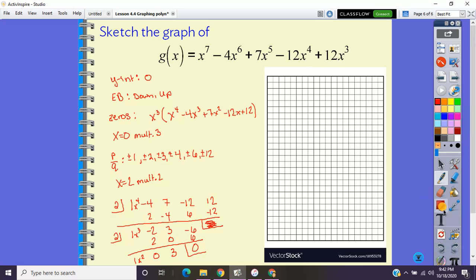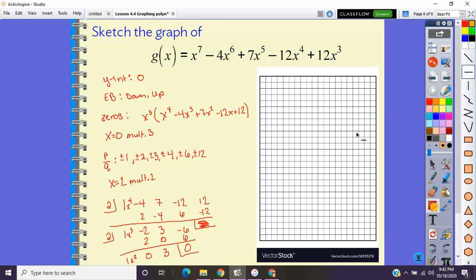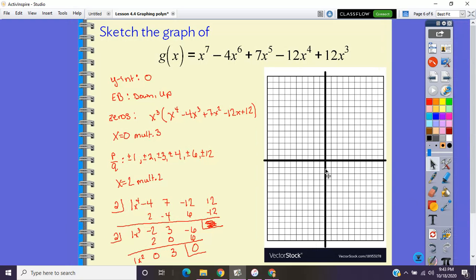So my y-intercept is 0, so I think I'm going to center as much as possible on this. I'm going to center the x and y axis. Okay, that's not centered, but I can move it here. That's probably a little better. All right, let's try graphing this. So my y-intercept is 0. My end behavior, that means this end should be going down, this end is going up. And the zeros are 0 and 2. So I've only got 2 zeros on this one. All right.